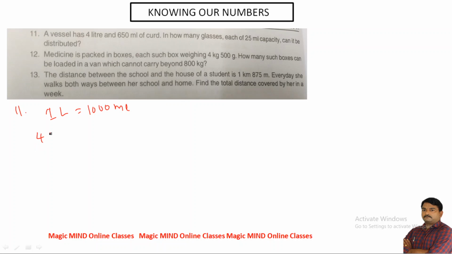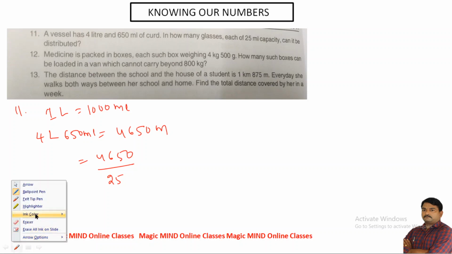Then how much do we have? Here we have 4 liters, then we have 650 milliliters. If you convert 4 liters, simply 4000 milliliters. 4000 milliliters plus 650, 4650 milliliters. So how many bottles are required? Total number of bottles required, simply division: total divided by each bottle capacity, which is 25. If you divide that, you are going to get the answer. You should know proper division.